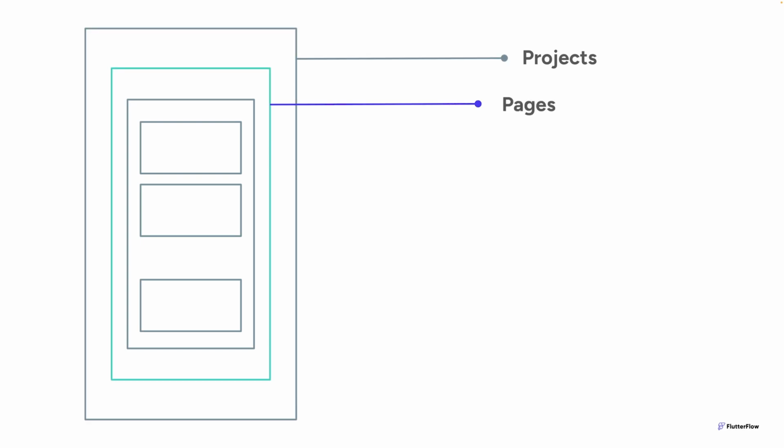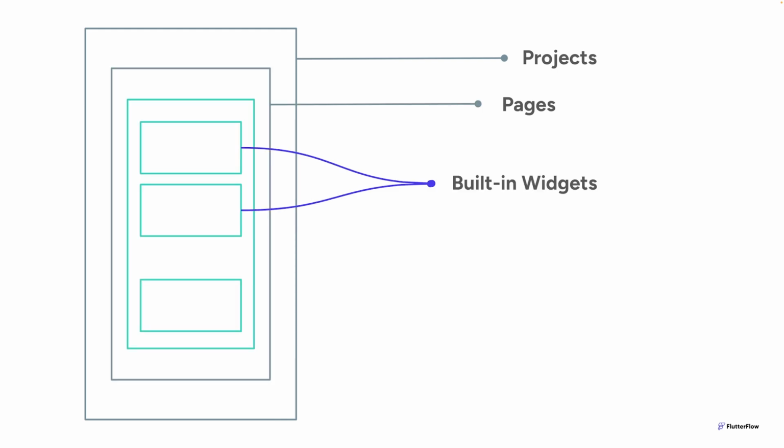Then we get to pages. A page in FlutterFlow refers to the individual screens within your project. Each page is a unique space where users will interact with your app. When combined, these pages form the complete user interface of your application.